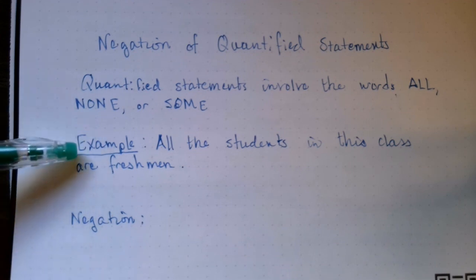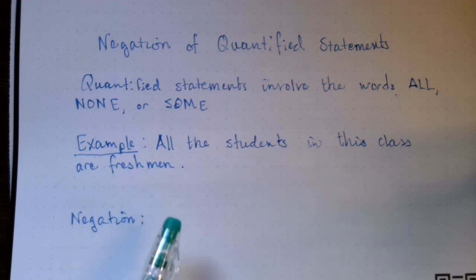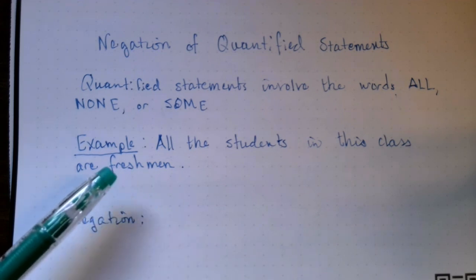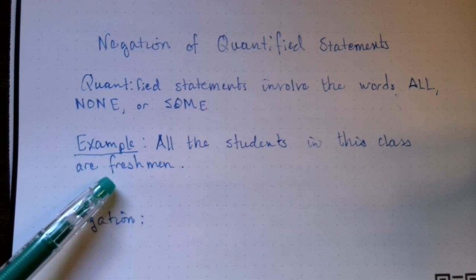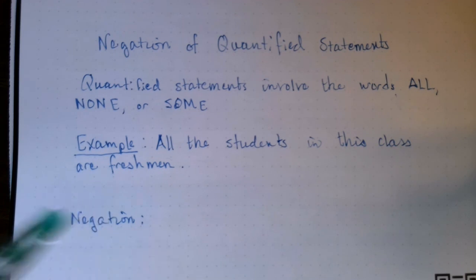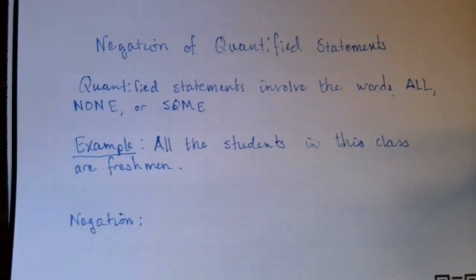Okay, so let's just do a quick example. Let's say I make the statement, all students in this class are freshmen. Okay, so remember, a statement has a definite true or false value. Now this one happens to be false. I looked at our roster and there's a mix of freshmen and sophomores and juniors and seniors.